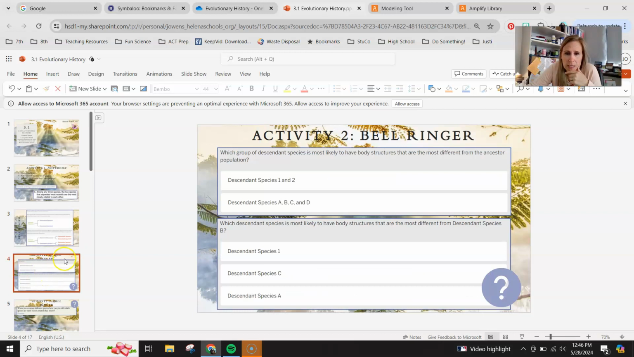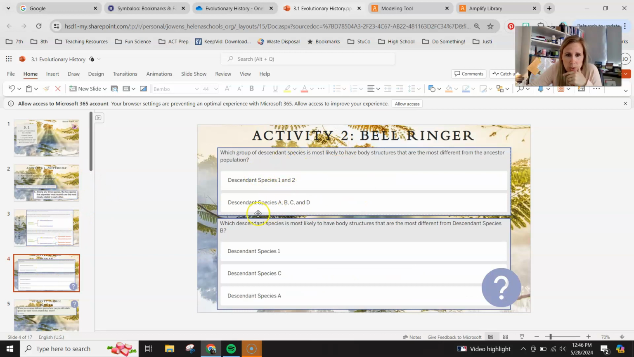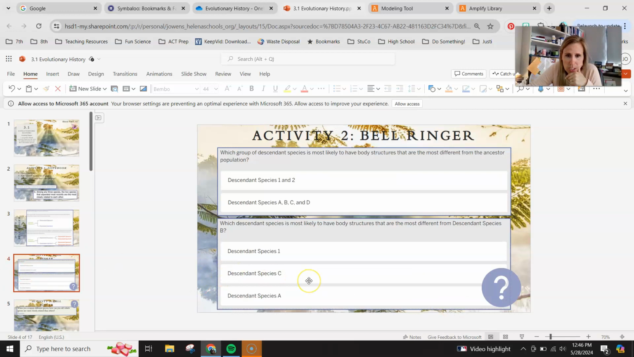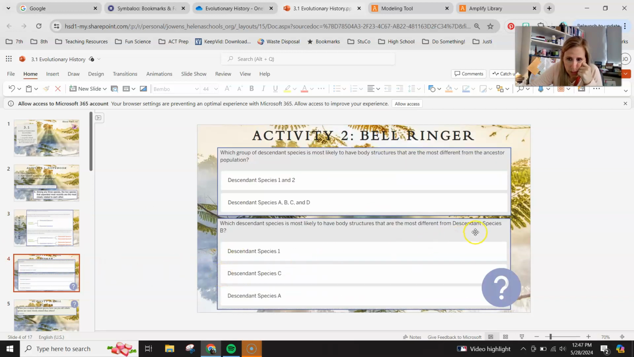Okay? Which group of descendant species is most likely to have body structures that are the most different from the ancestor population? So if we look at our common ancestor, which one is going to be the most different, do you think? Okay, 1 and 2, or A, B, C, and D. We're just looking at 1 and 2 being right here, and A, B, C, and D right here. And then, which descendant species is most likely to have body structures that are the most different from descendant species B? So if we look at descendant species B, which one is going to be the most different from that? So 1, C, or A.